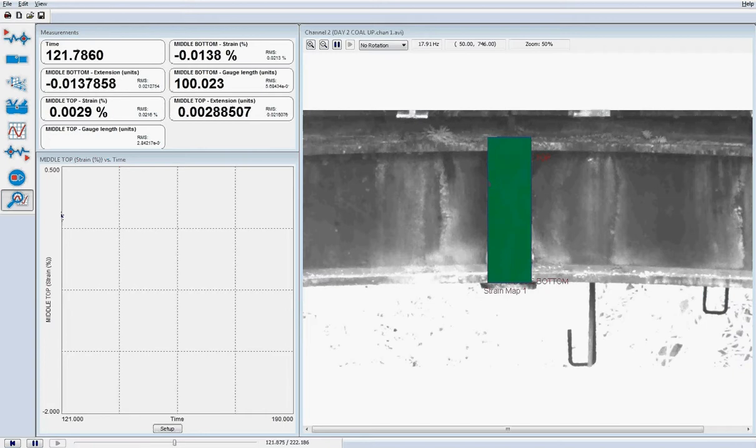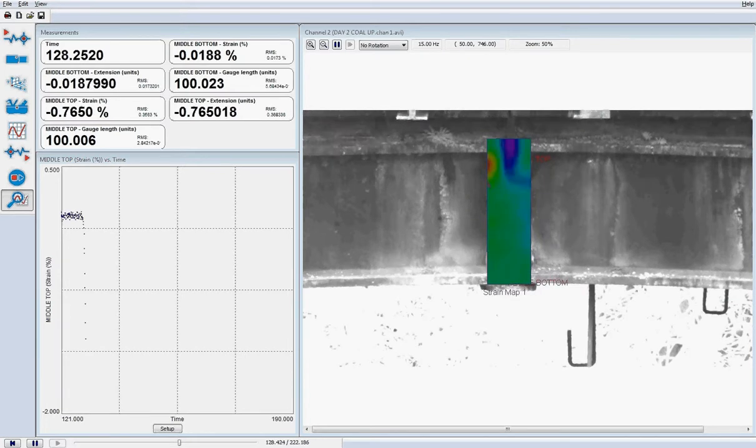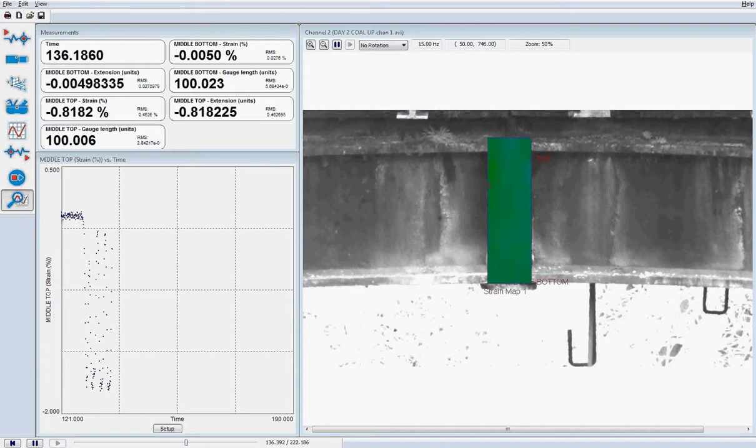So here we are on the detail view, and you can see that we've got that green box across the bolted joint, and that's a strain map showing areas of high and low strain. That's actually set up to plus or minus 2% strain, and you can see that the purple area is an area of negative strain, the red area is an area of positive strain.